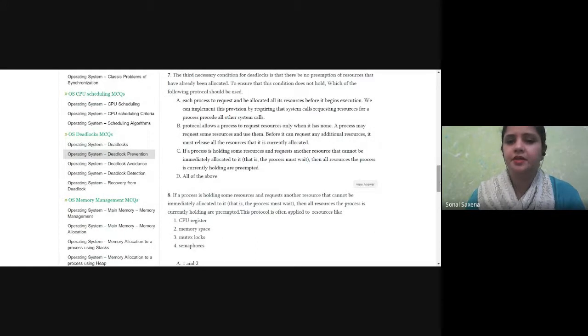The third necessary condition for deadlock is that there be no preemption of resources that have already been allocated. To ensure that this condition does not hold, which of the following protocol should be used? Each process must request and be allocated all its resources before it begins execution. We can implement this provision by requiring that the system calls requesting resources for a process precede all the other system calls, or the remaining two. So quickly just read these questions and try to answer.